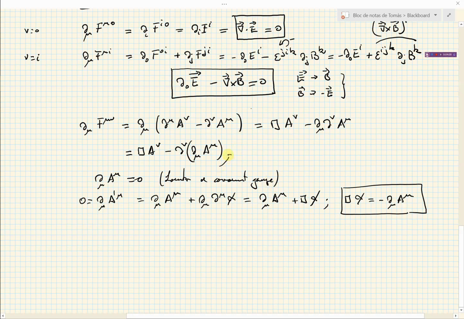And in this gauge, what I get is that each separate component of the vector field satisfies the massless Klein-Gordon equation, which is the wave equation, box A equal to 0, for A0, A1, A2, and A3, which is the equation that the massless scalar field also satisfies.